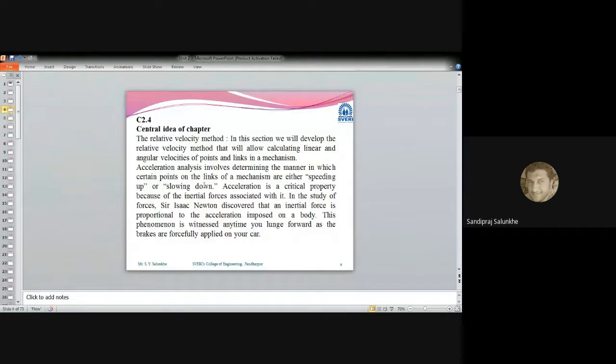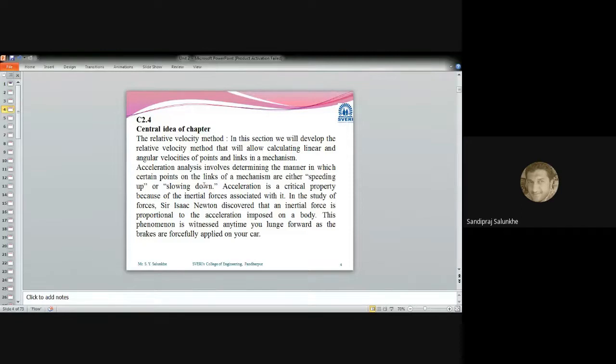The next point is the central idea of this unit. I have already told you that the central idea of this course is that we are dealing with displacement, that is, the moving parts of any machinery or mechanism, and from that we find what forces are responsible for that displacement. In this unit we are concentrating on velocity and acceleration. First of all we will calculate the velocity with the relative velocity method.